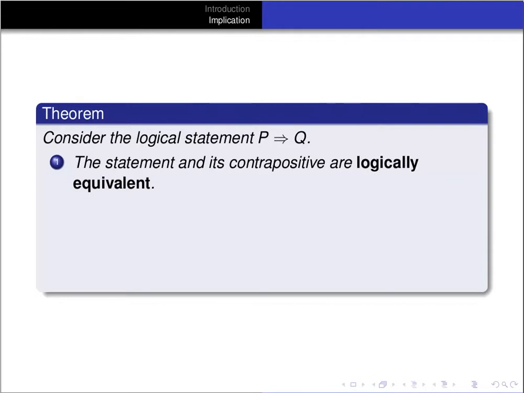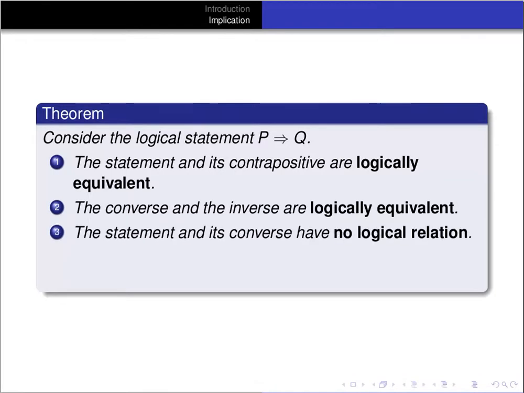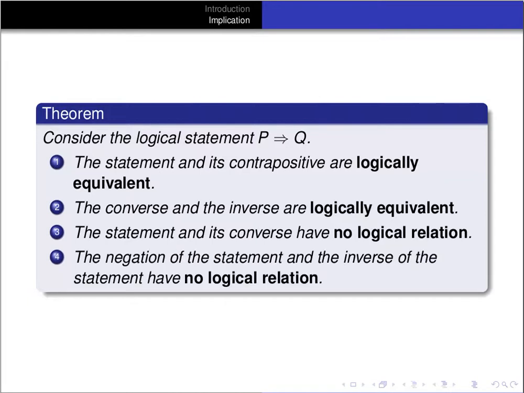Let's consider the logical statement P implies Q. Then we have this theorem. The statement and its contrapositive, those statements are logically equivalent. The converse and the inverse are also logically equivalent. However, the statement and its converse have no logical relation, and therefore also the contrapositive and the converse have no logical relation. And the negation of the statement is often confused with the inverse of the statement, but the negation and the inverse also have no logical relation.